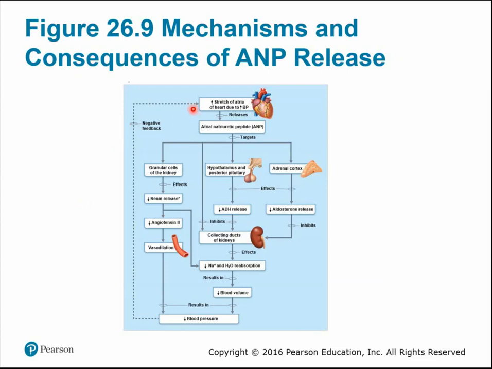So we had increased stretch due to increased blood pressure. We release atrial natriuretic peptide. It's going to turn off that renin angiotensin aldosterone mechanism. It's going to turn off ADH production so that we're not reabsorbing any excess water. So we decrease our sodium and water reabsorption and therefore our blood volume and blood pressure.